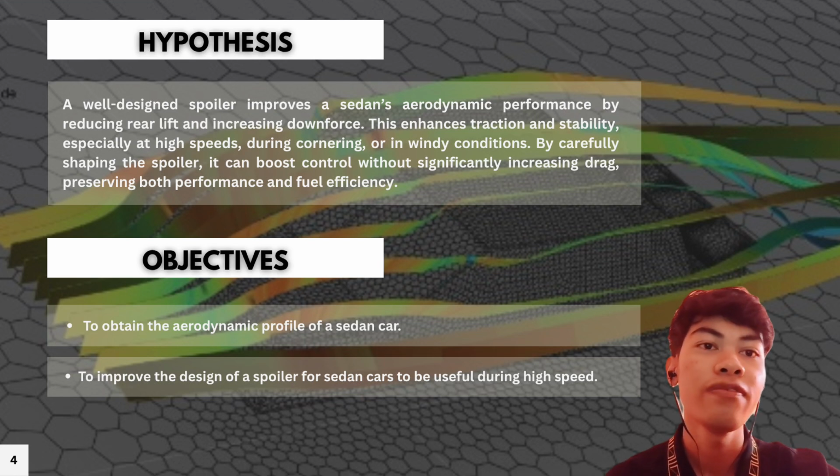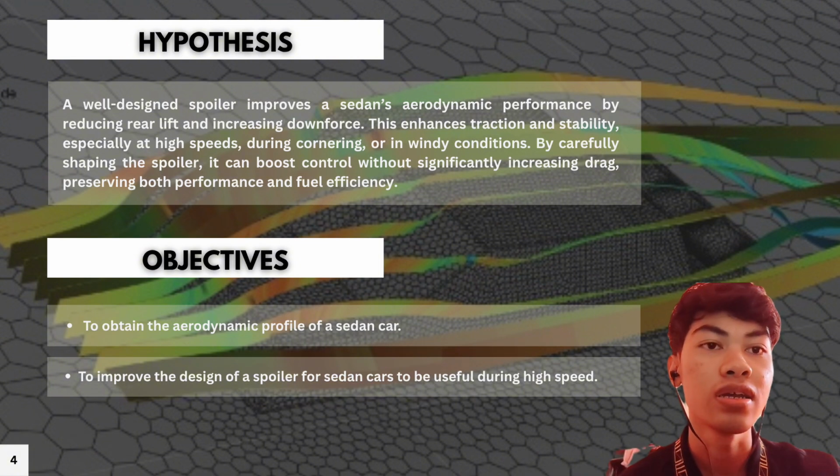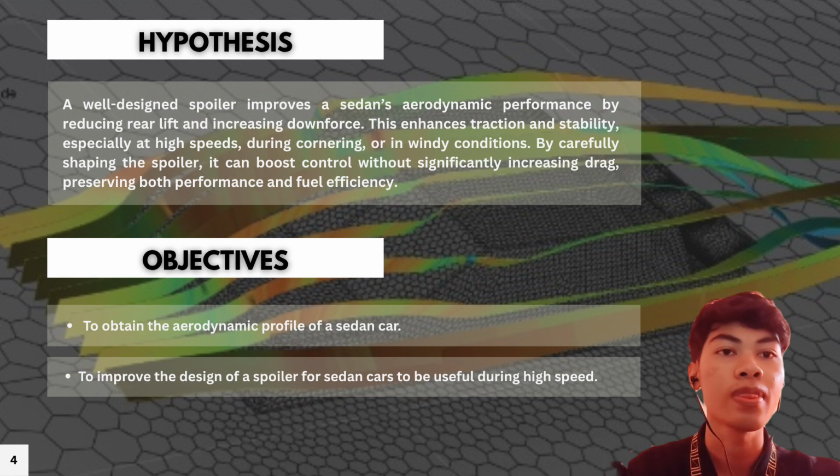So for the objective, the first objective is to obtain the aerodynamic profile of a sedan car, and the second objective is to improve the design of a spoiler for sedan cars to be useful during high speed.